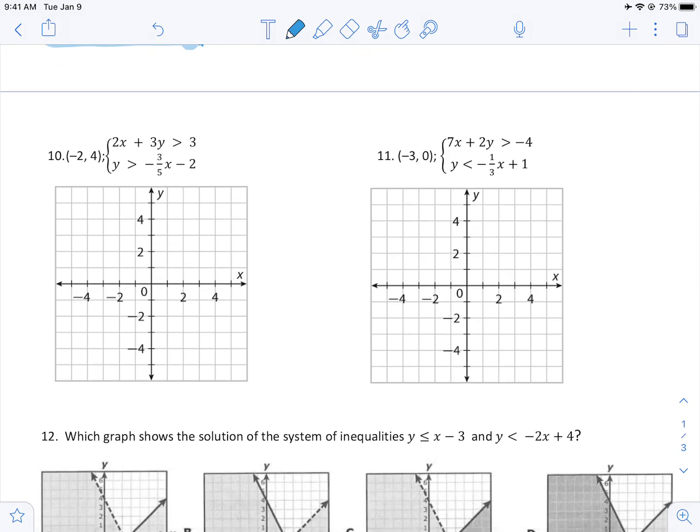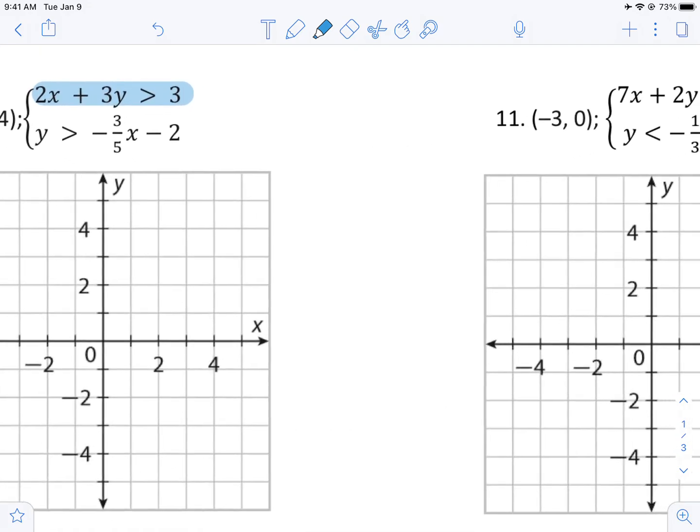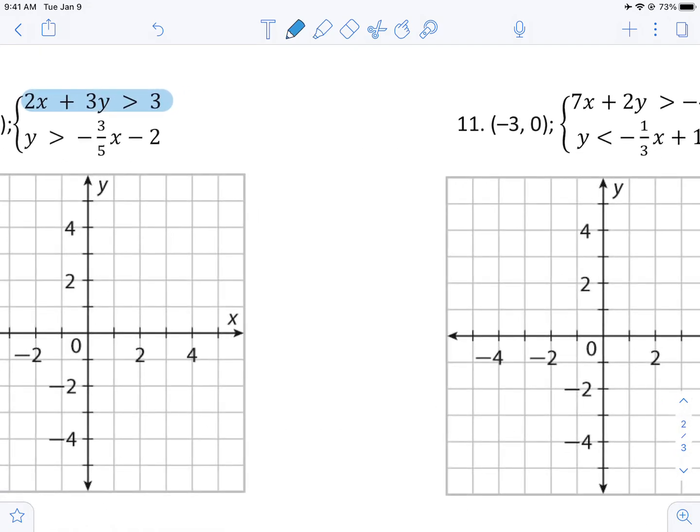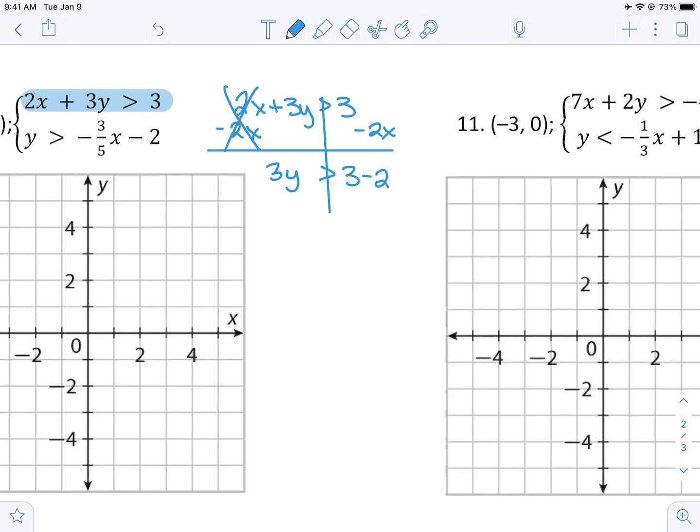Number 10. So again, repeating the same process over and over again. We're going to solve this for y. So I have 2x plus 3y is greater than 3. I draw a line through the inequality sign. I move over my non-y term by subtracting 2x from both sides. 2x minus 2x, 0 out. I'm left with a positive 3y is greater than 3 minus 2x.